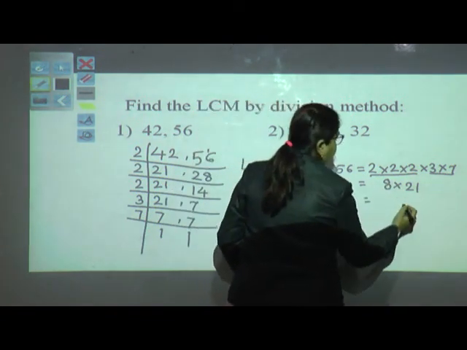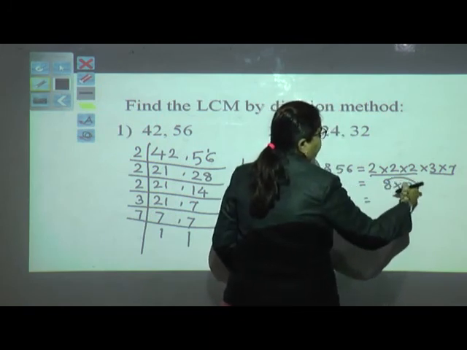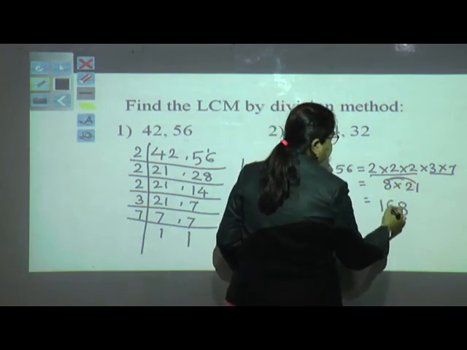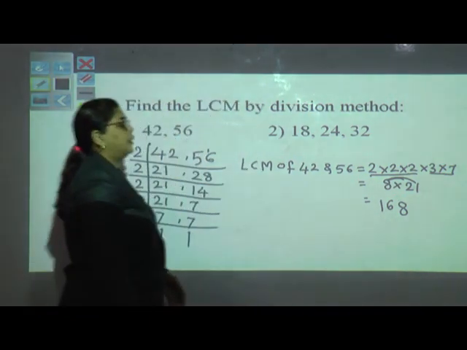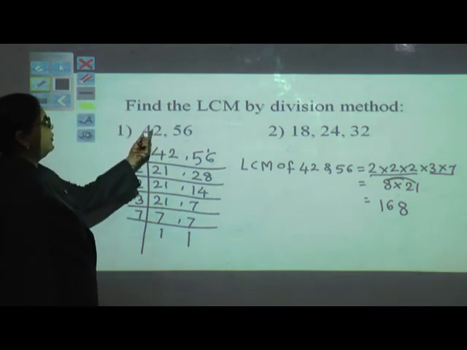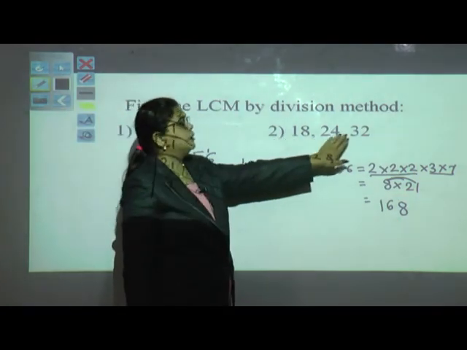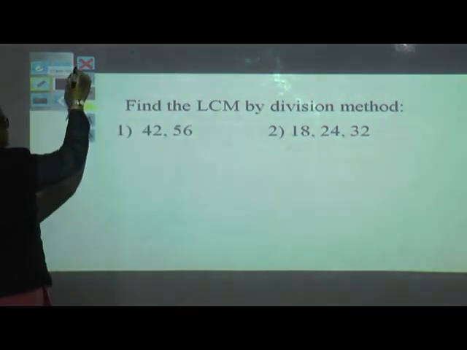So 8 1s are 8. Already I had told you how to do the multiplication: 1 8 is 8, or 8 1s are 8. Then 8 2s are 16. So what will be the LCM? The LCM of 42 and 56 is 168. Here we had two numbers. We will see the next example with three numbers, how to find the LCM.